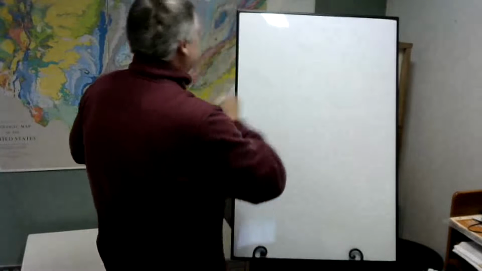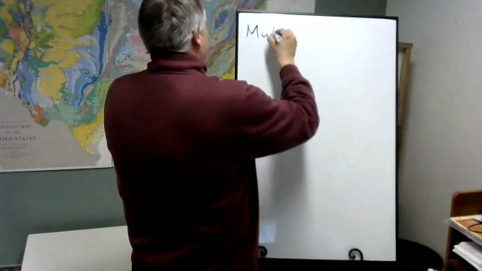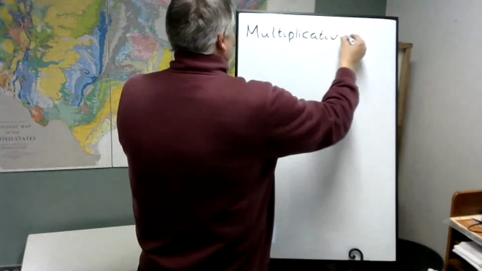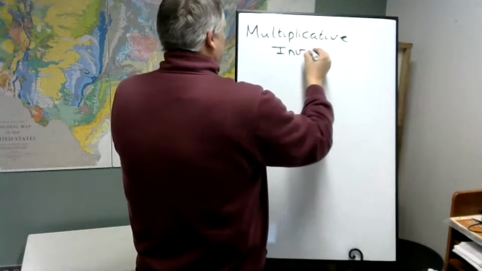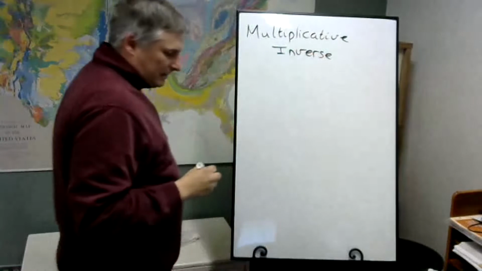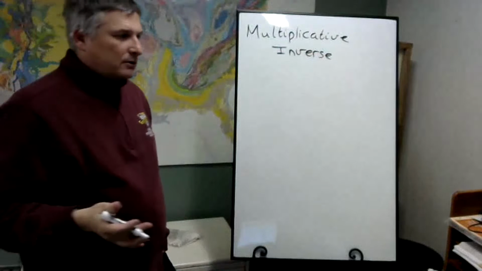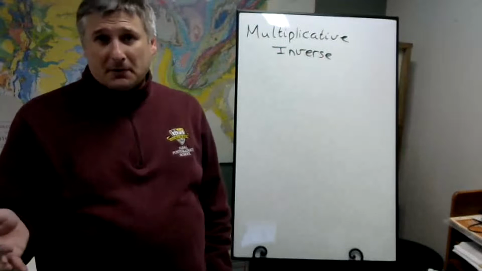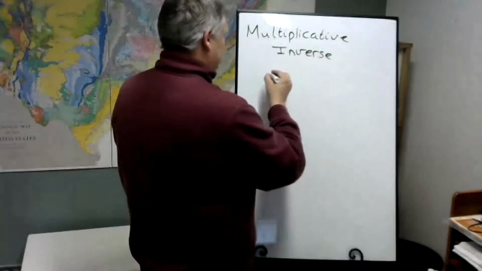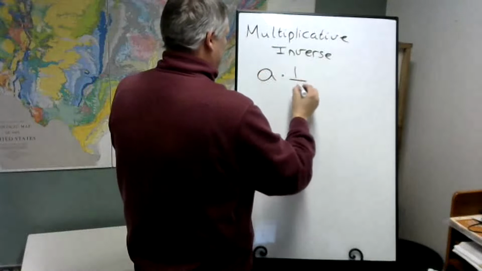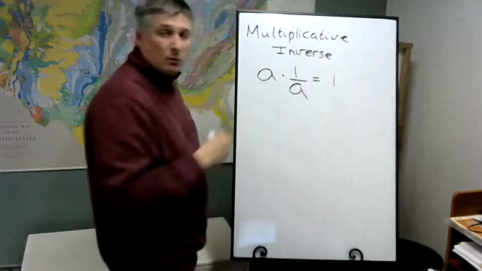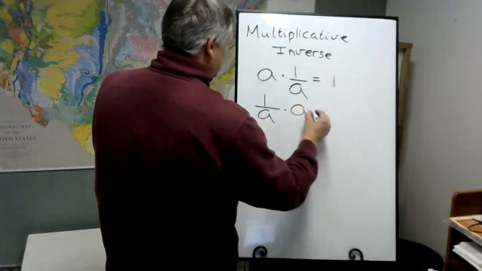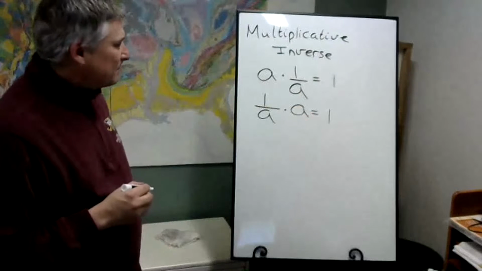Multiplicative inverse. So the idea here is this: if you take a number and multiply it by its reciprocal, and again, this is excluding 0, because you can't take the reciprocal of 0. But if you take any other number, you're going to get 1. Or a reciprocal times the number, you're still going to get 1.